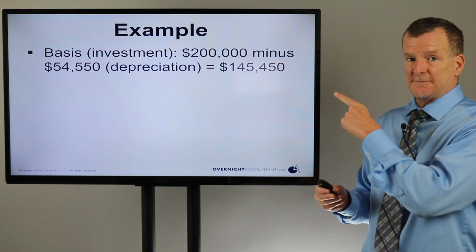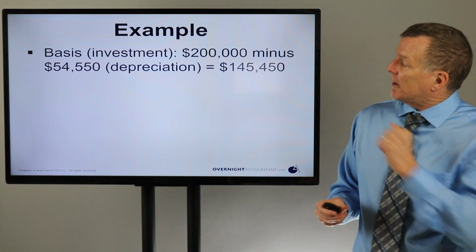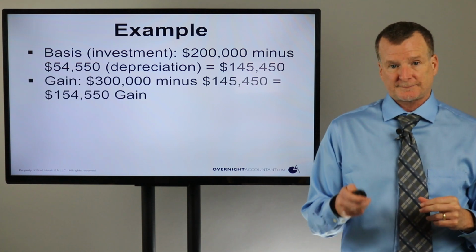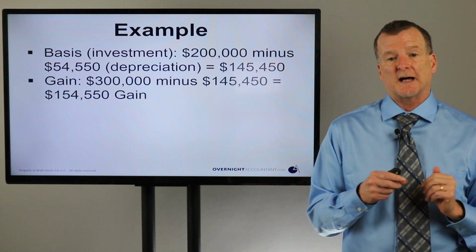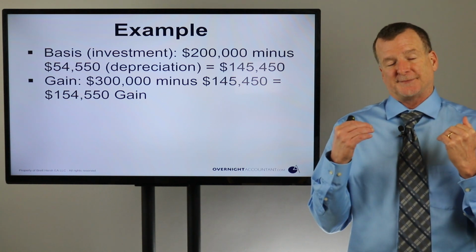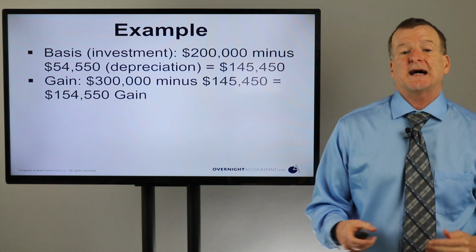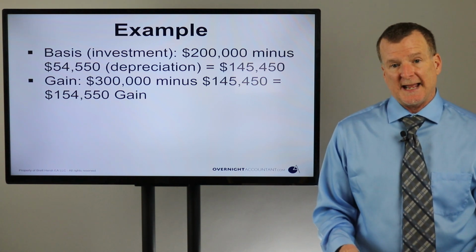That means my basis in the investment, remember, I paid $200,000 for it, land's $50,000, $150,000 to the building. I've got a remaining basis of $145,450. I sold it for $300,000. That means I have a gain of $300,000 minus my basis, $145,450. That means I have a $154,550 gain.